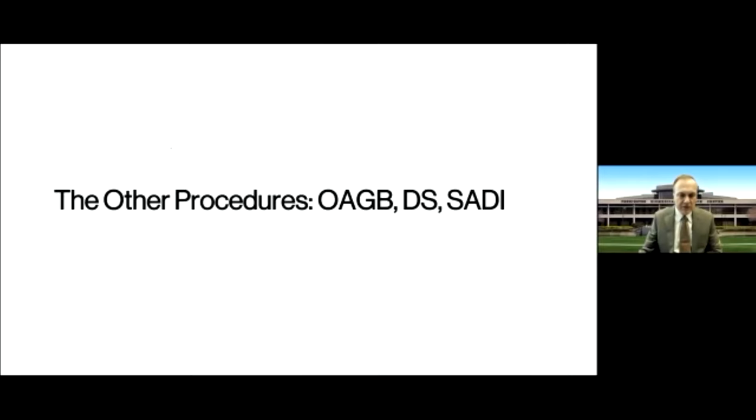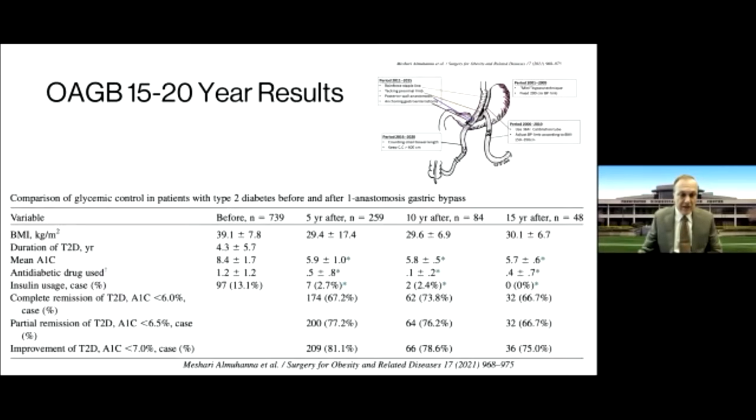And what about other procedures? The single anastomosis gastric bypass, duodenal switch, and SADI. Well, here's a nice nearly 20-year follow-up study from the group in Taiwan looking at diabetes outcomes for the single anastomosis gastric bypass. And they point out that they have modified the procedure over this 20-year period, adjusting the various BP limb and common channel lengths. But nevertheless, the results are quite impressive, noting that at the 15-year mark, they're showing greater than 65% complete or partial remission in these patients with diabetes.